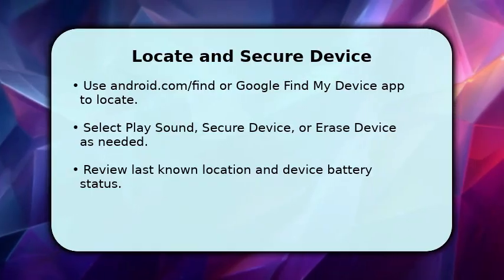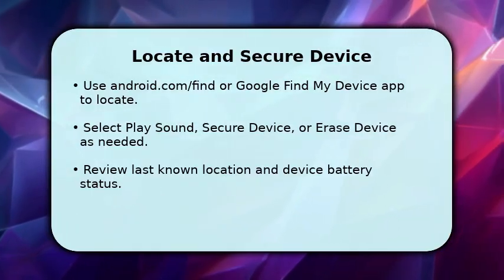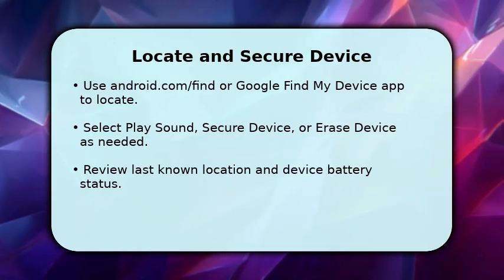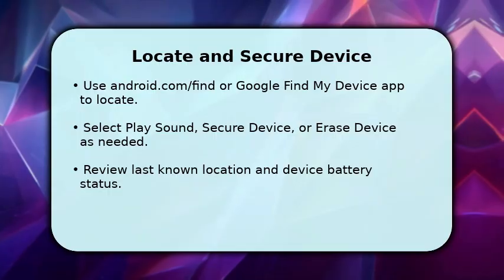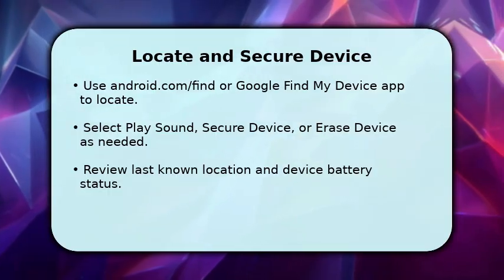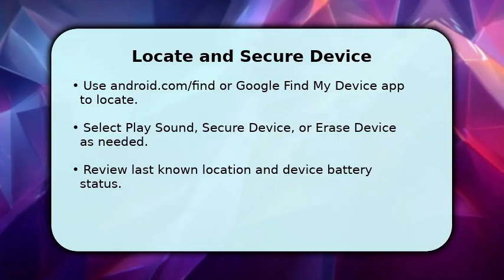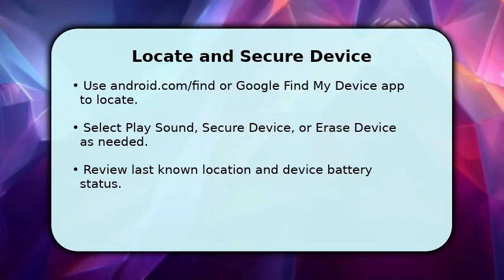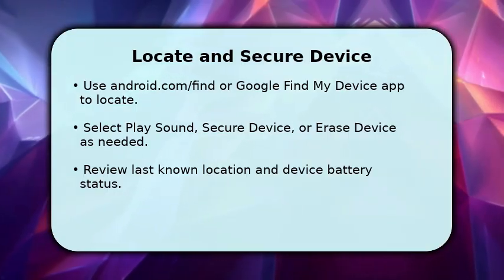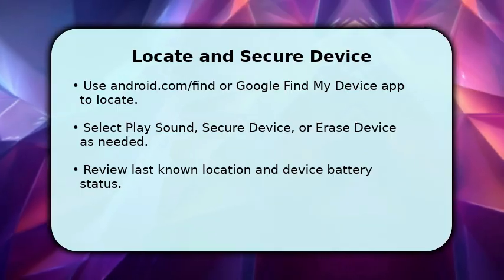Now that permissions are active, use the Find My Device site or the app to find your phone. Sign in and allow the map to refresh. The dot shows the current or last known location. If nearby, choose Play Sound to ring your device even if silent. If lost in public, pick Secure Device to lock and display a contact message. Choose Erase only if you can't recover it.